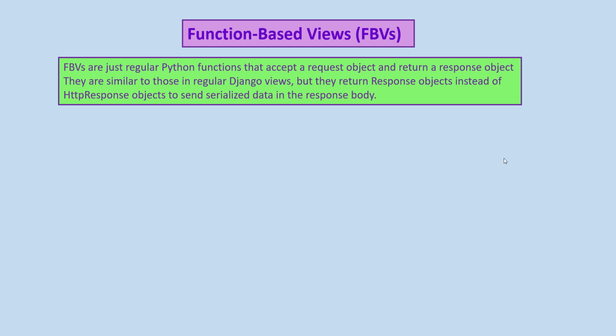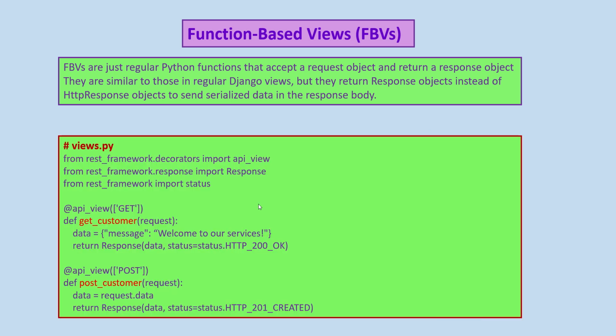First is function-based views. So what are function-based views? Function-based views are just regular Python functions that accept a request object and return a response object. They are similar to those in regular Django views, but they return a Response object instead of an HTTP response object. We can use this for small and simple tasks. Let us see the example.